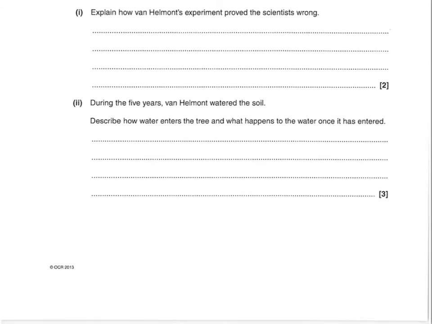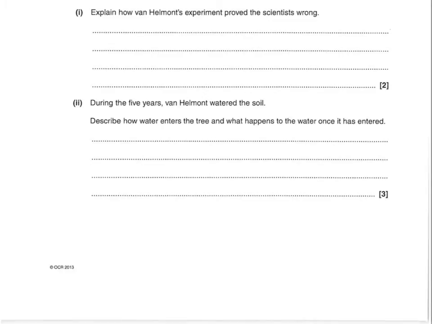During the 5 years, Van Helmont watered the soil. Describe how water enters the tree and what happens to the water once it has entered. So 3 marks here. So first mark saying that it enters through the roots. You could say by osmosis for another mark. You could say that it's transported up the stem for a mark.